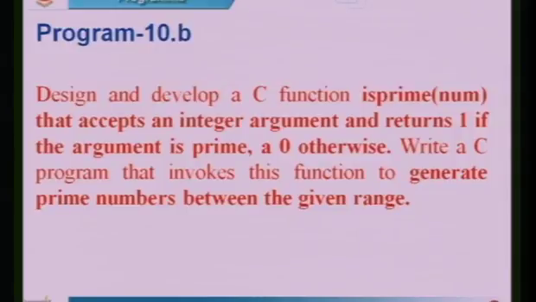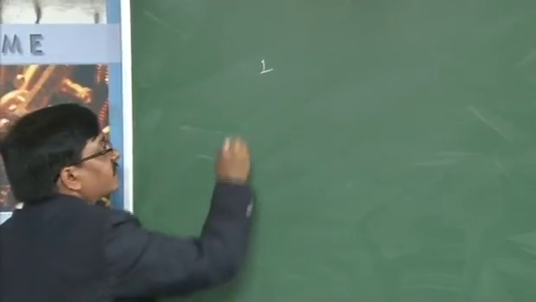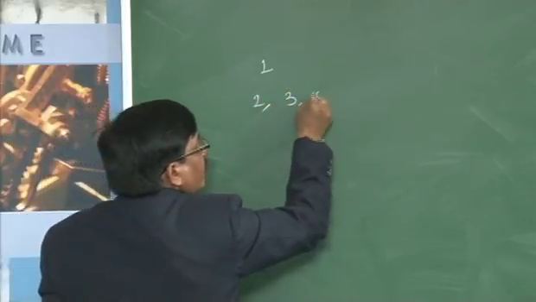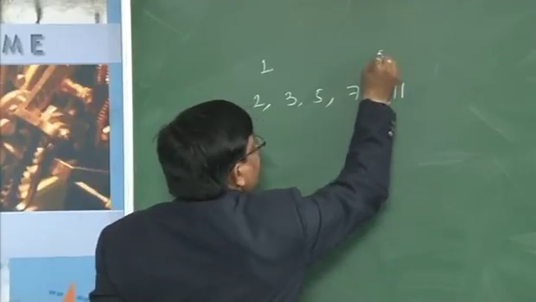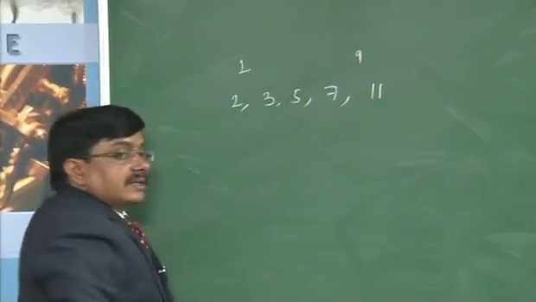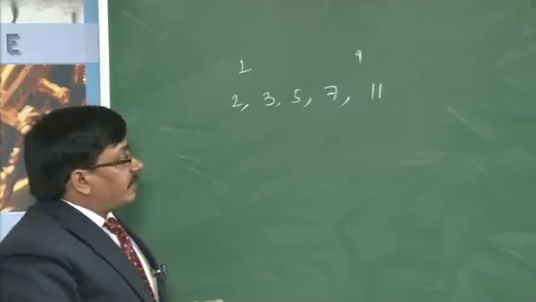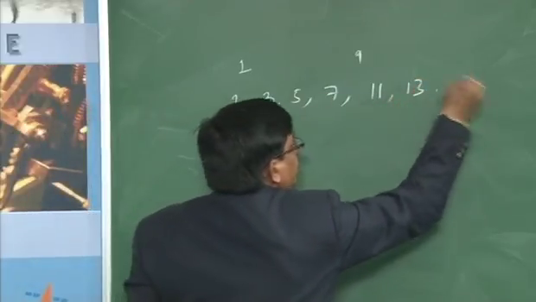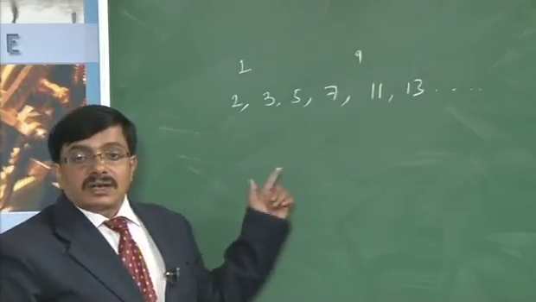So here, for example, 1 is neither prime nor a composite value, right? The prime numbers start from the value 2. After this we get the values 3, 5, 7 and 11. 9 is not a prime number. It is divisible by 3. The numbers which are divisible by 1 and itself only are the prime numbers: 2, 3, 5, 7, 11, 13. These are the numbers which are divisible by only 1 and itself. So these are all the prime numbers.